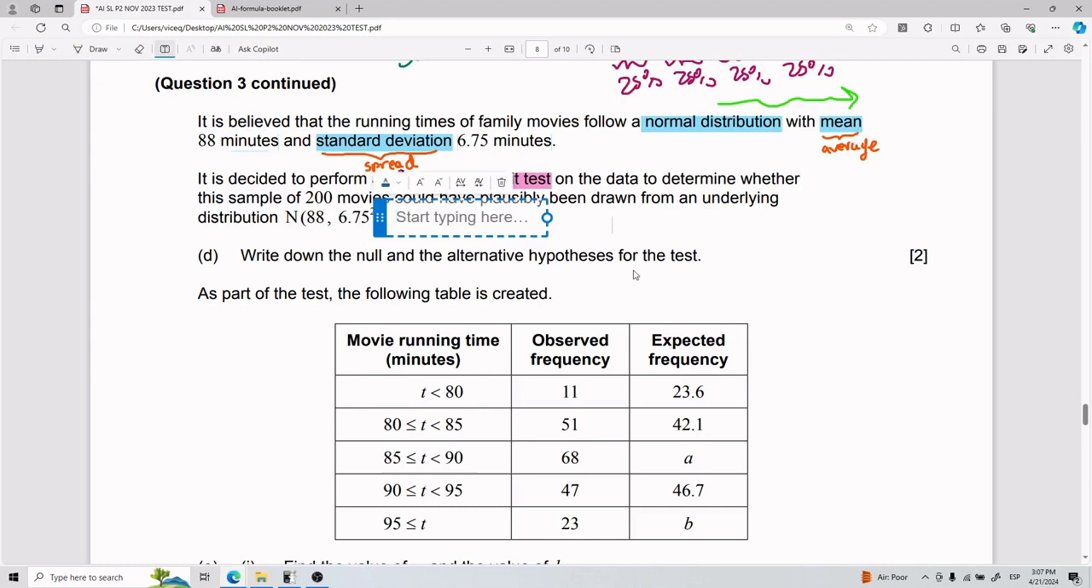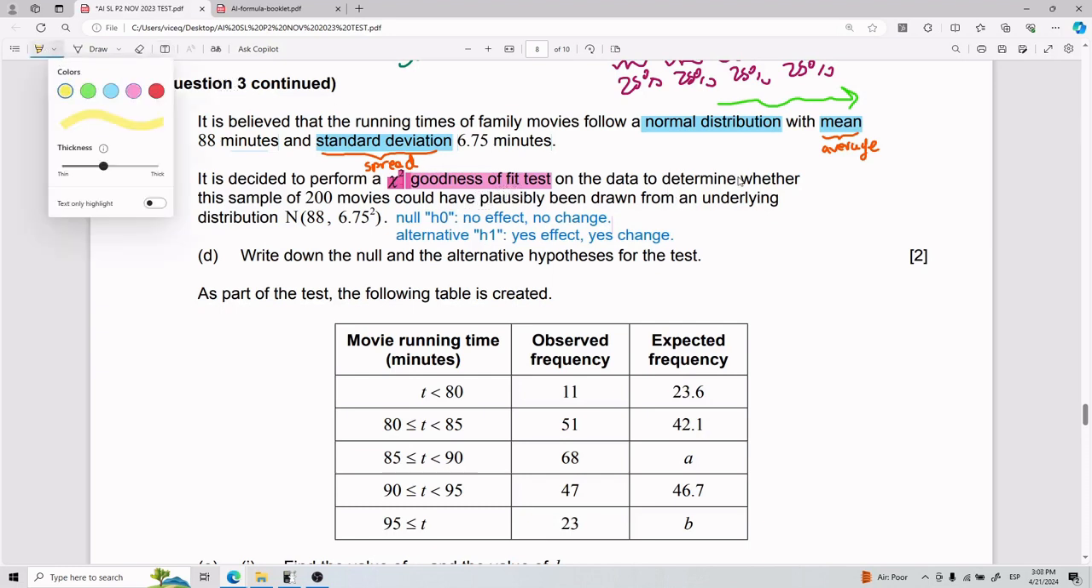And so from here, we have the intuition. The null, which is H0, is basically no effect, no change, while the alternative, which is H1, is that there is an effect, yes, change. So always think about the null as no effect, and H1 as yes, there is. And here, what are they trying to determine? Careful: they're trying to determine whether the sample of 200 movies could have possibly been drawn from an underlying distribution. Whether it could have possibly been drawn, right?